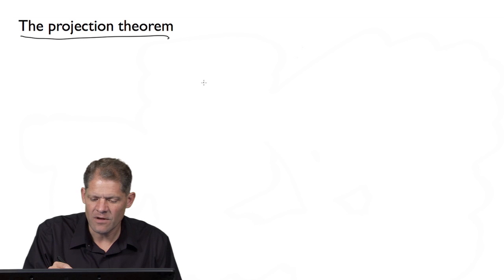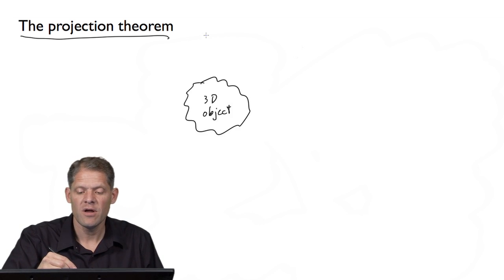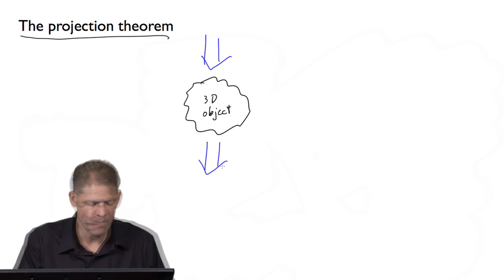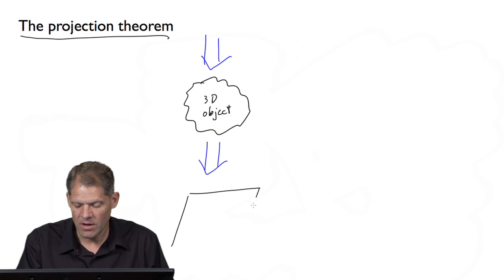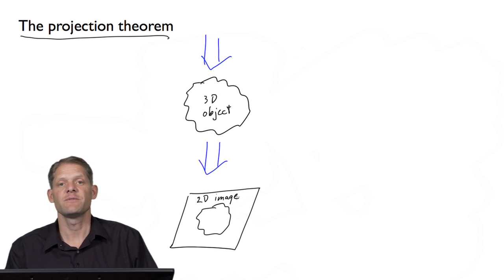The theorem is this. Imagine that you have some 3D object, and then you record a projection of that object from, say, above. This will produce a two-dimensional image of your object. So this is a two-dimensional projection image of the object.